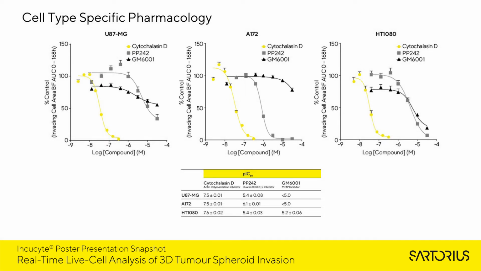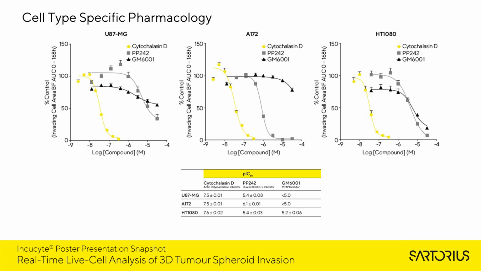The pharmacology of antimetastatic compounds was assessed across multiple cell types, as you can see here, and concentration response curves representing the area under curve analysis of the invading cell area time course data from 0 to 7 days were generated. And we can see from the CRCs that cytochalasin D was a potent inhibitor of invasion, causing comparable inhibition across all cell types with equipotent IC50s, as you can see from the table below.